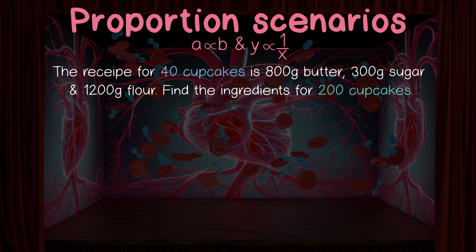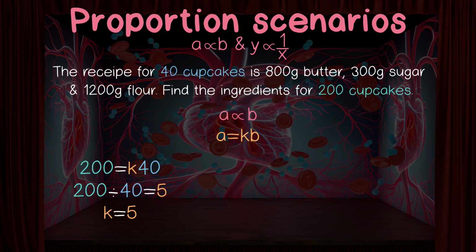Well, if you want to make twice as much of a recipe, you need to double the ingredients. As the amount went up, so did the ingredients, and they maintain the same ratio, or it will taste different, or maybe not bake at all. So this is direct proportion, and all we need to do is find k to scale our recipe up. A equals 200, and b equals 40, so we can find k. This enables us to now scale up our ingredients whilst we have maintained the same ratio.